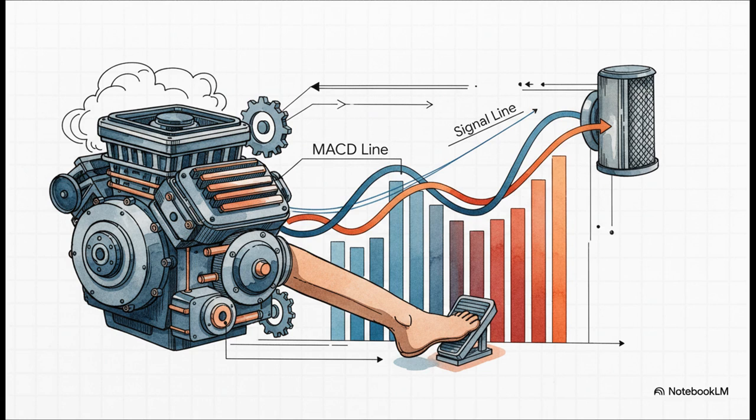And then you've got my favorite part, the histogram. Those little bars, this is brilliant. It just visually shows you the distance between the engine, the MACD line, and its filter, the signal line. When those bars get bigger, momentum is accelerating. When they shrink, momentum is slowing down. It's literally your visual accelerator pedal.